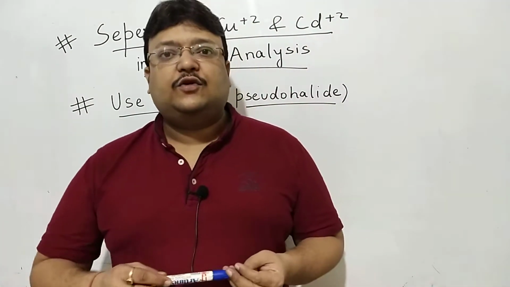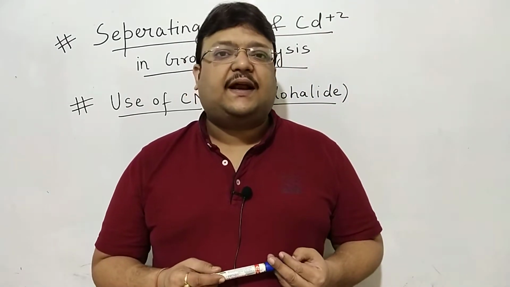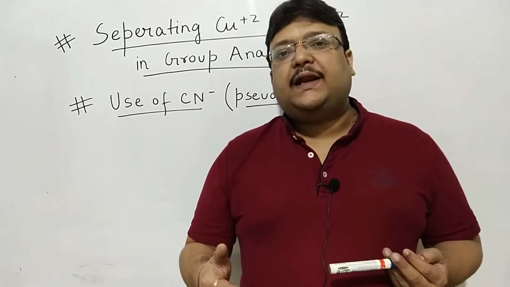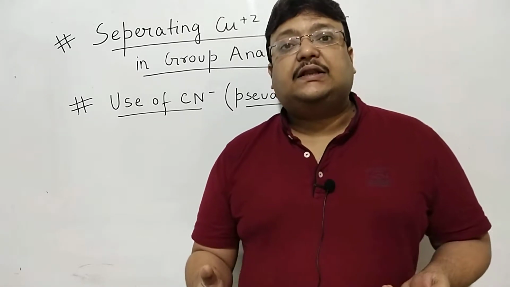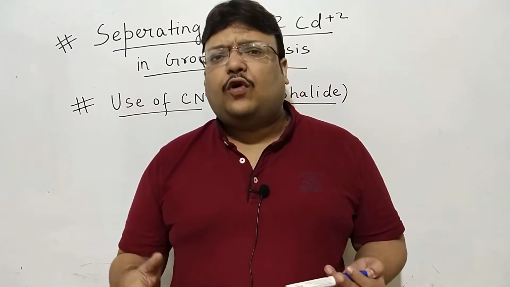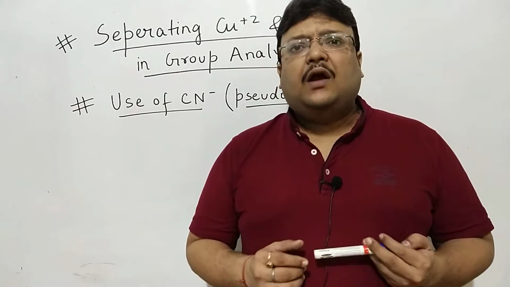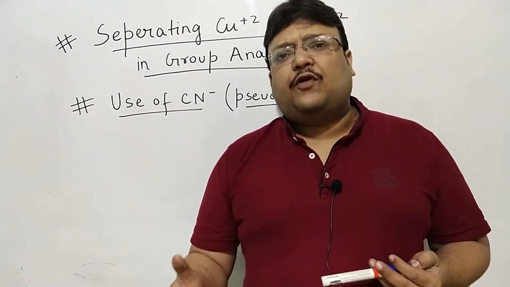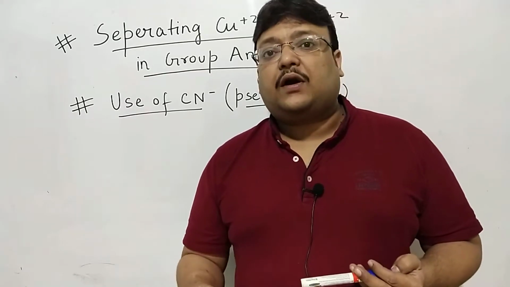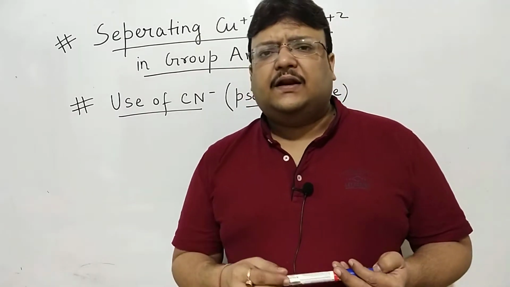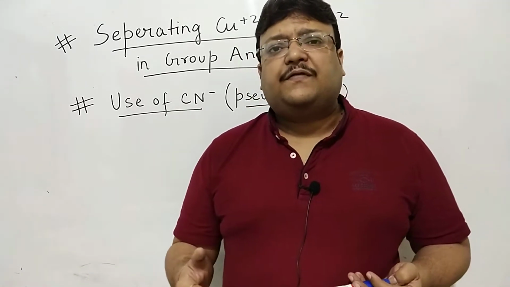Hello everyone, hello students. I hope you all are comfortable with our discussions on group analysis so far. What we have been able to do in group analysis is separate and then do the confirmatory test of all the radicals one by one in various groups, adding different reagents. Along with performing the confirmatory test and identifying the radical, it was very important to separate the radicals as well. You would have noticed there is generally a first-hand solubility test, after which a confirmatory test is performed.